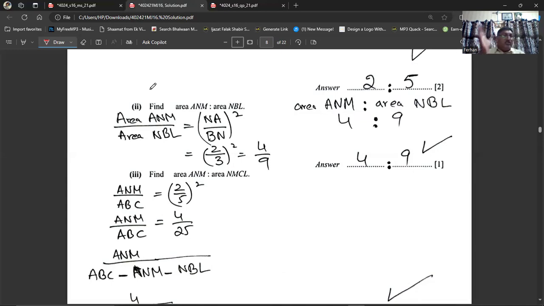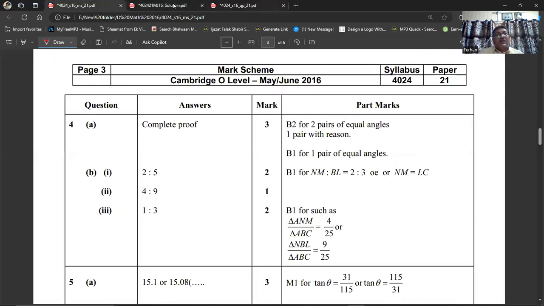Because these triangles are similar to each other, the ratio of their areas is equal to the square of the ratio of their sides. 4:9 is the answer, sir.